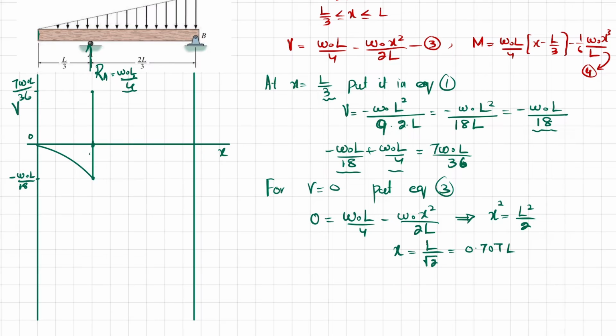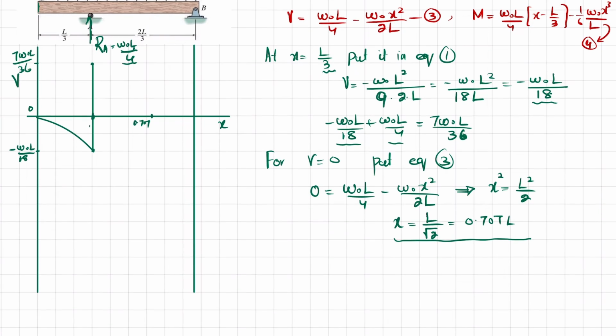So it means at a distance of x is equal to 0.707 L. So let's assume that this point is your 0.707 L. So your shear force will be 0 over here. And at x is equal to L, put in equation number 3.